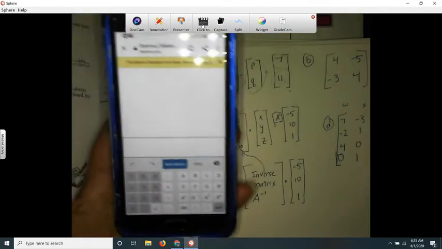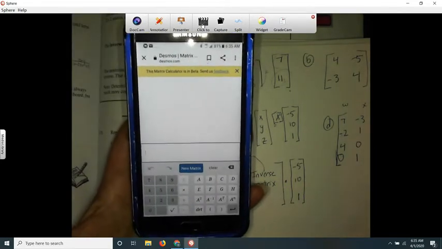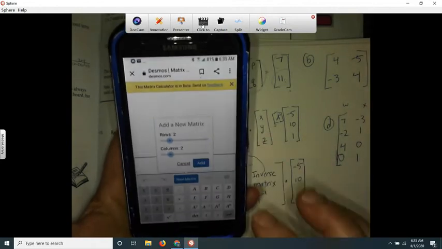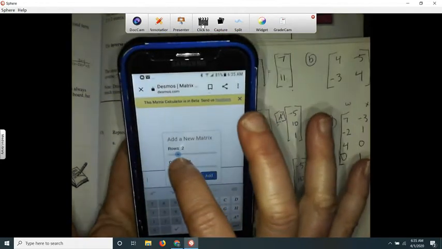So what do I want to do? I need to get matrix A input into my calculator. So I'm going to push new matrix, and then it asks me what the dimensions are. So it's a 3 by 3.